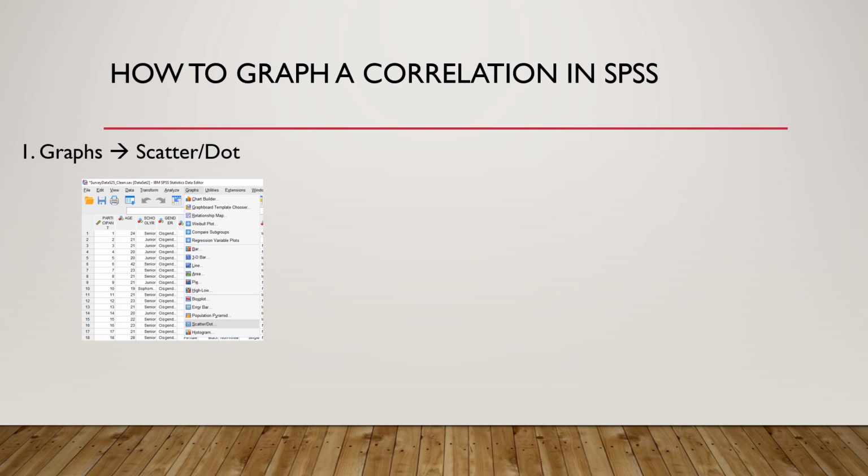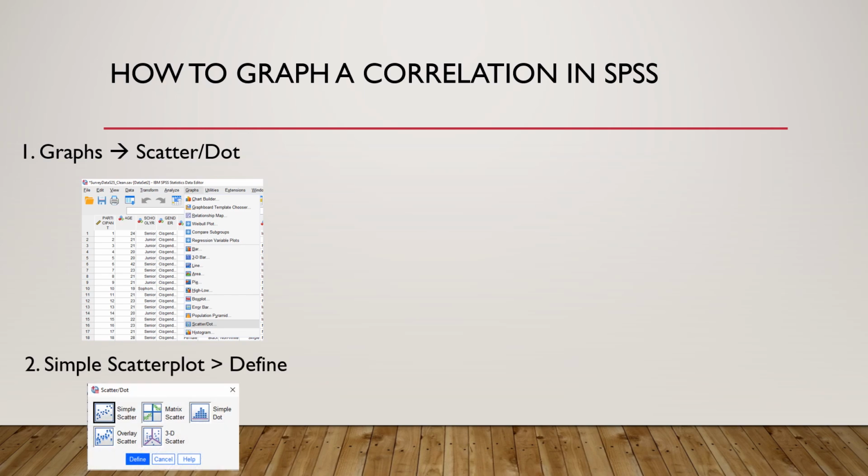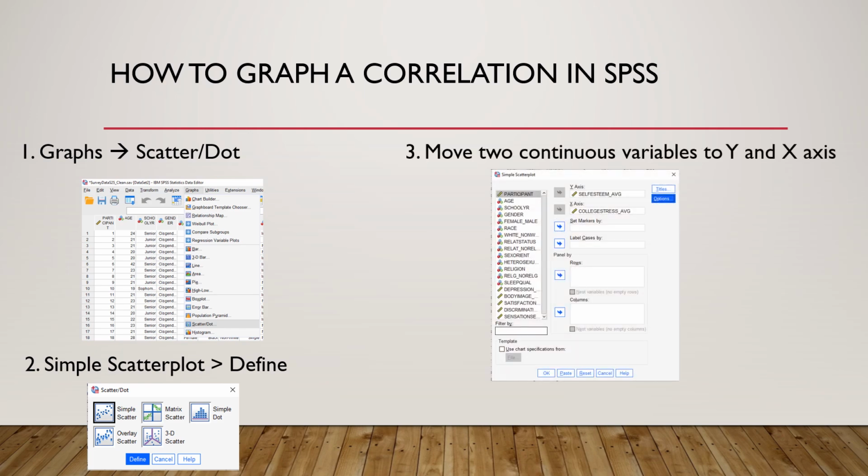You then go down to Scatter Dot and click it. It will pop open with a scatter dot window. You are going to choose the simple scatter plot and then click Define. There are some other interesting forms of scatter dot that you can get, but this is the one that we're going to use. Then you get a window that is for that simple scatter plot, and you're going to move two continuous variables to the X and Y axis.